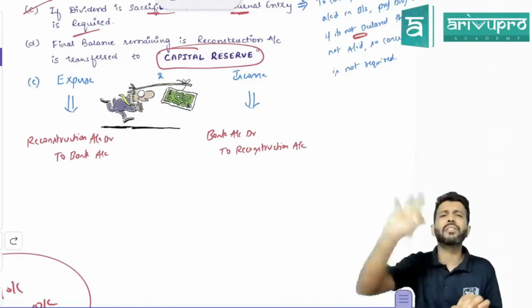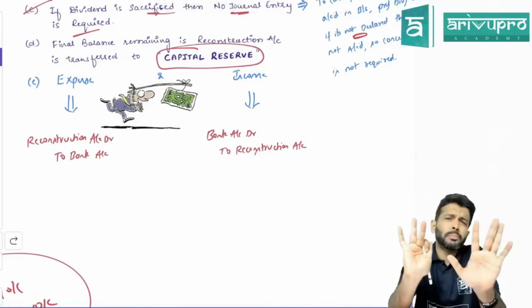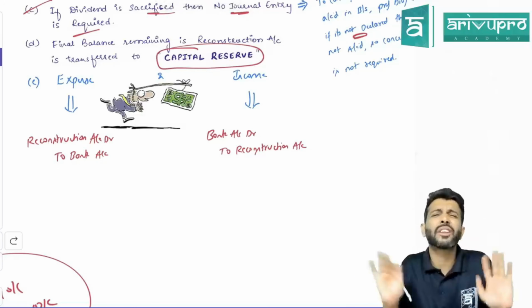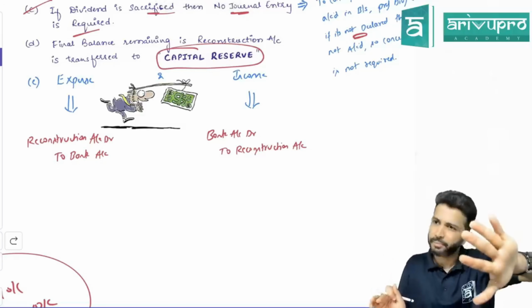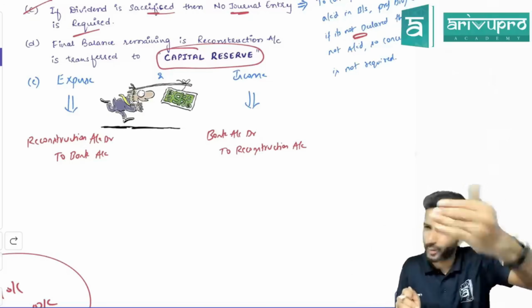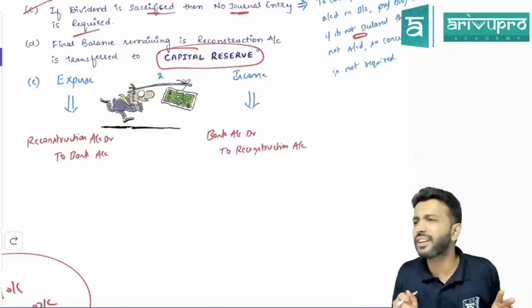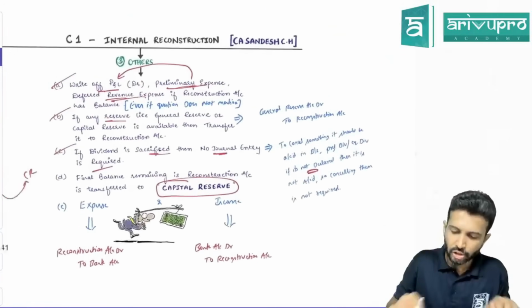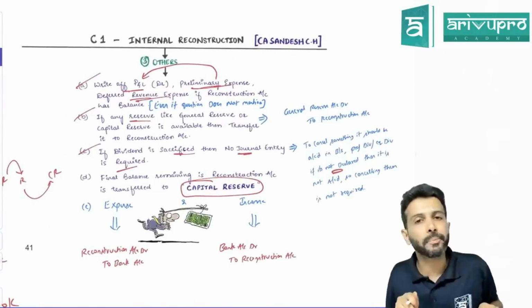So all this, they will give in the adjustments. All you have to do is pass the journal entries, and after that you need to prepare the balance sheet. You need to prepare the reconstruction account ledger, that is your working note. After that you need to present it in the balance sheet. Okay. So that is the whole scope of this particular chapter.